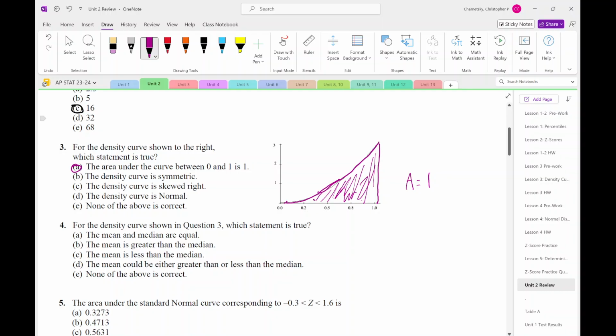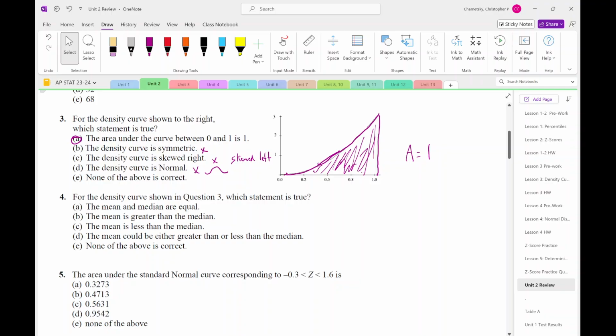But we can eliminate the other ones too just by looking at our graph. Density curve is symmetric. Obviously, it's not symmetric. Density curve is skewed right. No, it's skewed left. So not C. And it's definitely not normal. Normal has that nice shape that we saw in the previous problem. And it's not E because we already indicated that A is the correct answer.